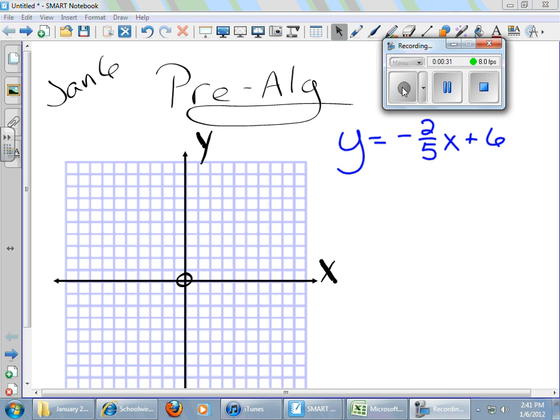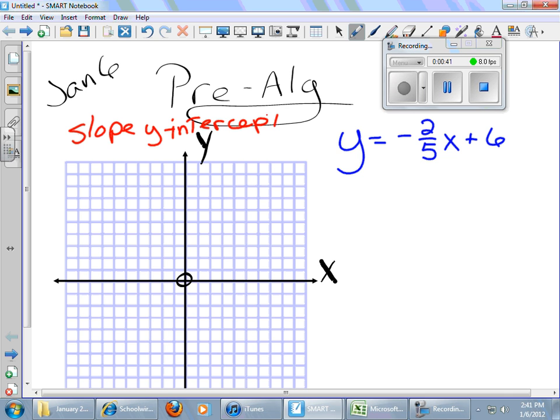All right. Quickly, we're going to review that this form is called slope y-intercept form. Technically, it's just slope-intercept form. I call it slope y-intercept form. I picked it up from another teacher because that's the way you remember which intercept you're graphing. Now, when I'm in that form, it's y equals mx plus b.